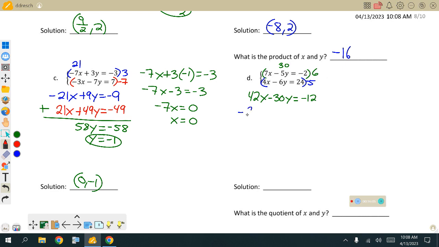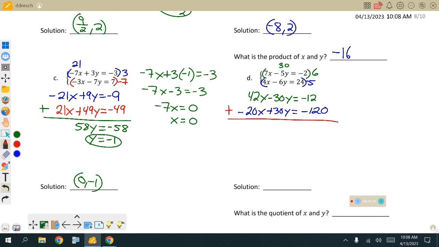Negative 20, right? And then that's going to change me to a 30y. And this is where you might want that calculator or whatnot. Negative what? 120, I believe, right? There's my opposites on the y's. You wanted me to eliminate the y's, and that's what happens. Straight on down we go.